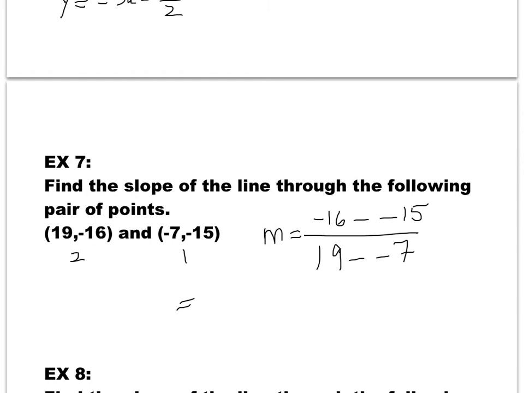Now, what is minus minus? Positive. So what is negative 16 plus 15? Negative 1. Excellent. Divided by, what is negative negative again? Positive. What is 19 plus 7? 26. So you say that the slope here is negative 1 over 26.